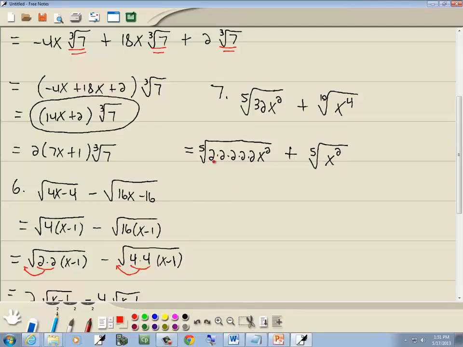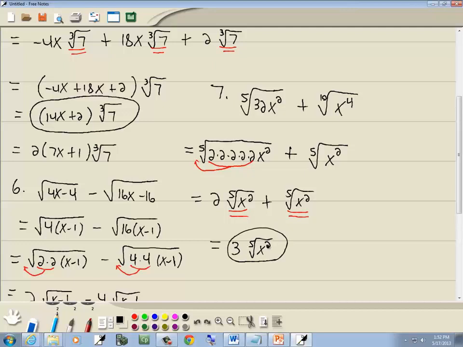Now back to our first radical. Our index is 5. We're looking for 5 of something. Here's 5 2's, so this 5 2's is going to come out in front as a single 2. So this is 2 times the 5th root of x squared plus the 5th root of x squared. Now notice after I've done this simplification, these radicals are the same, aren't they? So I can add or subtract whatever's out in front of them. Well, here's the invisible 1. So we've got 2 plus 1 gives us 3, 5th root of x squared. And that's our answer.